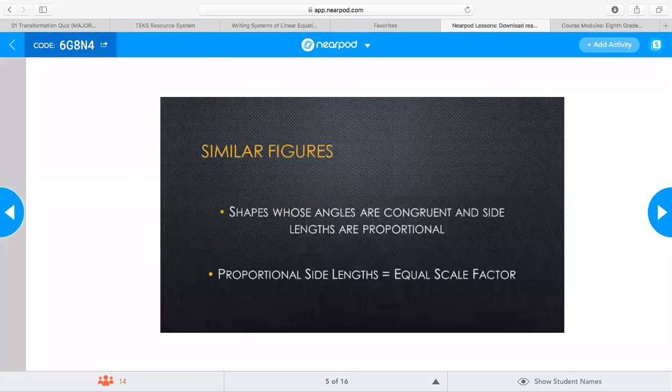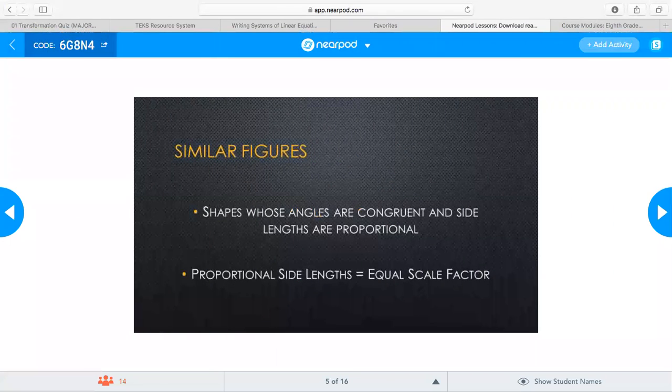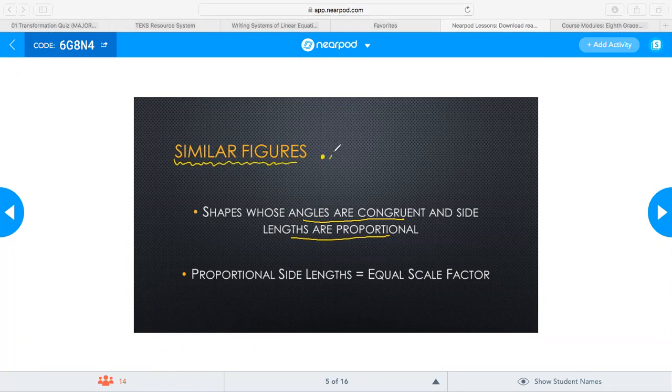All right, similar figures. So this is the definition of figures that are similar. They have to fit two criteria. One of those criteria is shapes whose angles have to be congruent, and their side lengths have to be proportional. That is the two criteria for something to be similar figures. Their angles have to be congruent. What does congruent mean? Same.